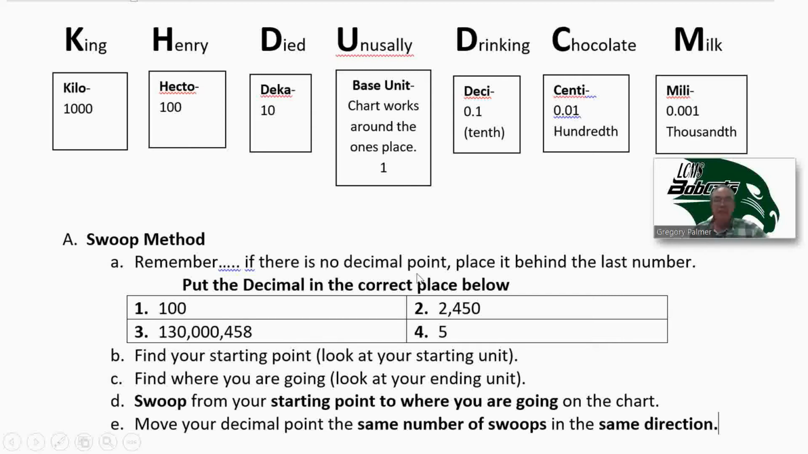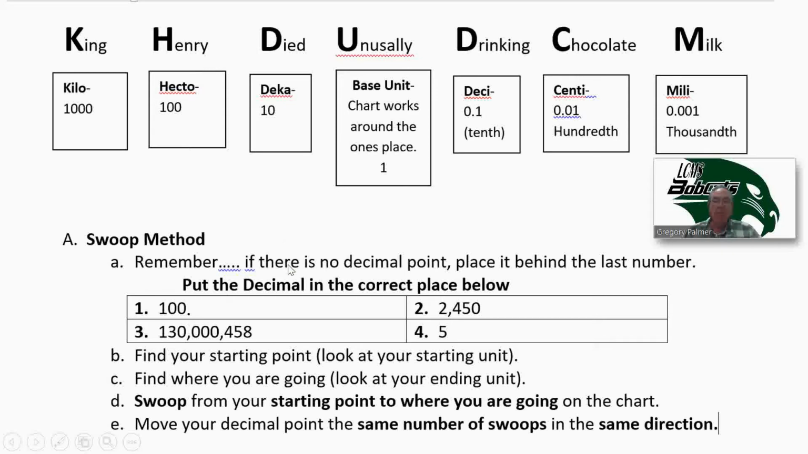Okay, welcome. As I said, we would be having some review this week. One of the things that I can assure you is on the benchmark is converting from one metric unit to another. We use the acronym King Henry died unusually drinking chocolate milk. Okay, I call it the swoop method.